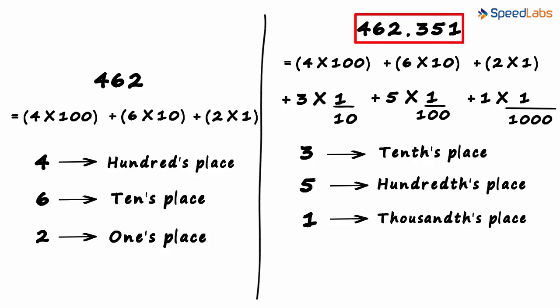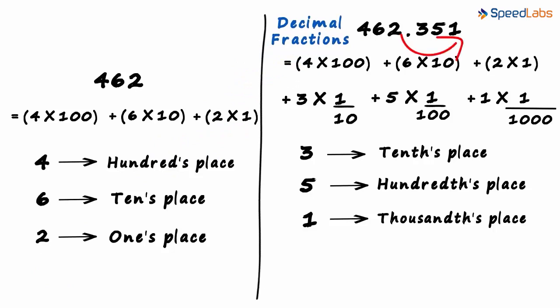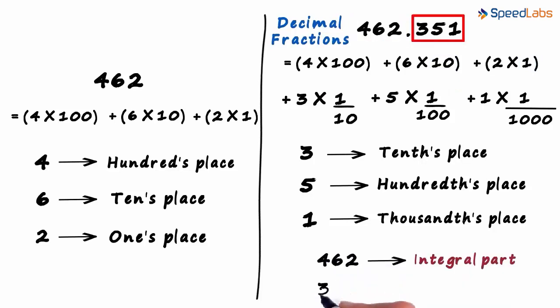This number can also be written as 462,351 by 1000. As they are another way of representing fractions, they are called decimal fractions. Notice that as we move towards the right, the place value reduces to 1/10 of the previous place value. 100 by 10 is 10, 10 by 10 is 1, and so on. Here, 462 is called the integral part of the number, and 351 is called the decimal part.